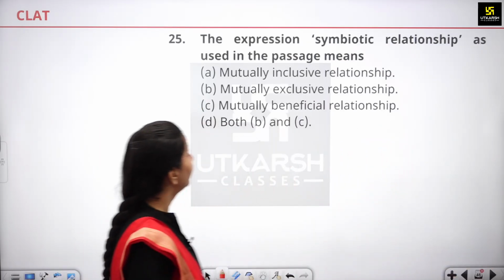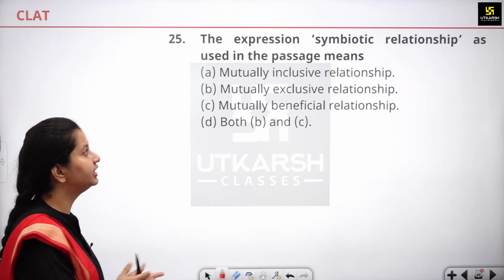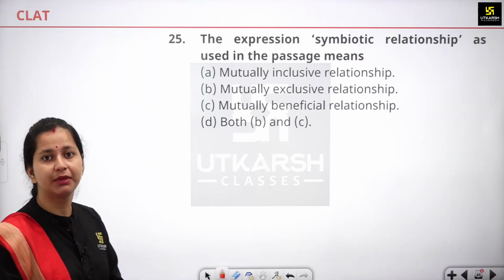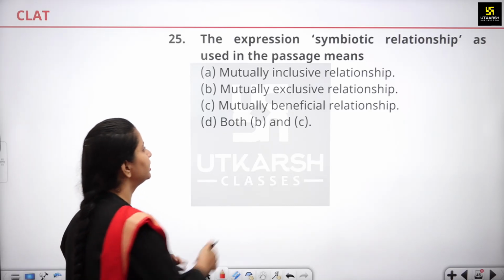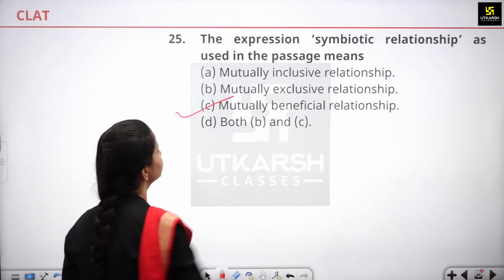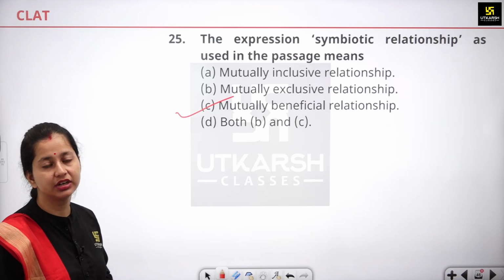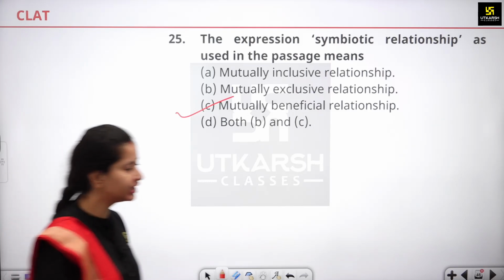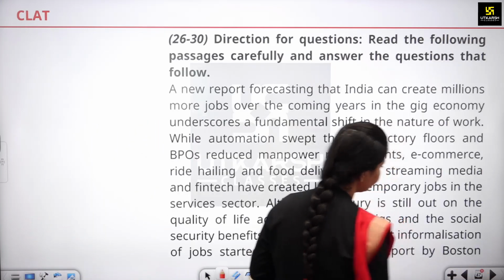Next question, the expression symbiotic relation means, I've already told you symbiotic relation means mutually beneficial relation. So the correct answer is option C, that mutually beneficial relation is always referred to as symbiotic relationship.